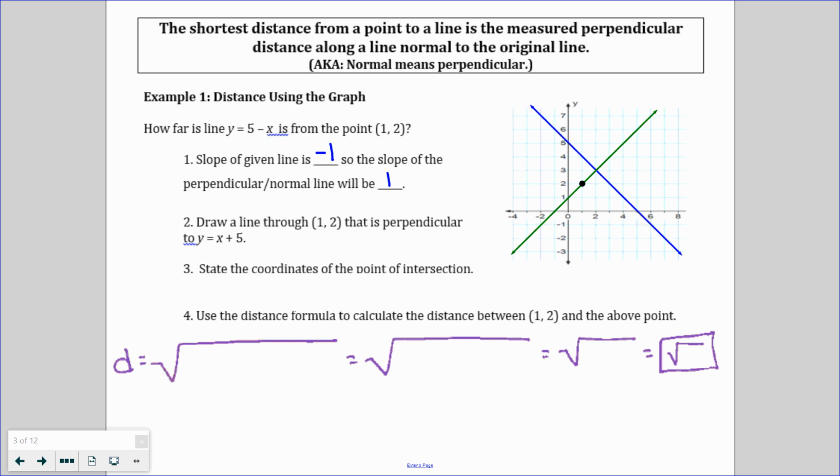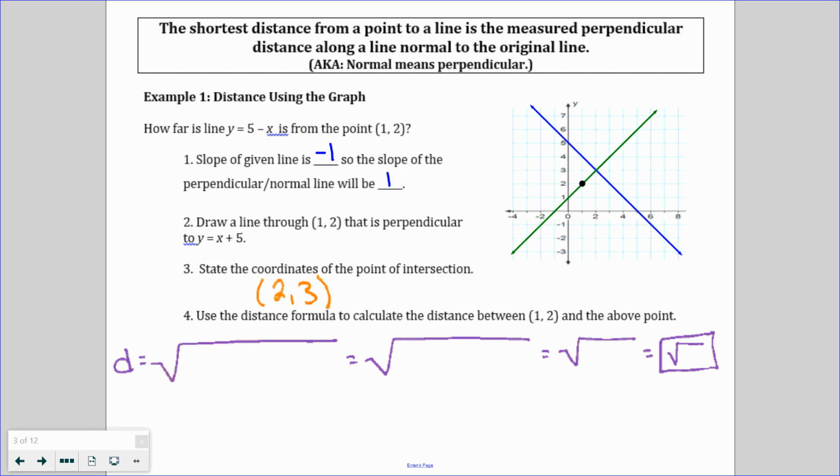So we need to find the point of intersection between the line that's perpendicular to our given line and intersects the original line. So I drew the line through the point (1, 2) that is perpendicular to the given line. That means I find a point of intersection at (2, 3). How do I know that? Because that's where the two lines intersect.